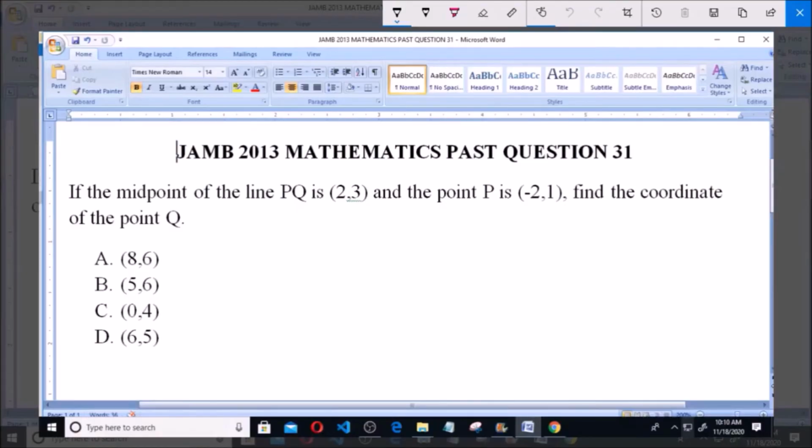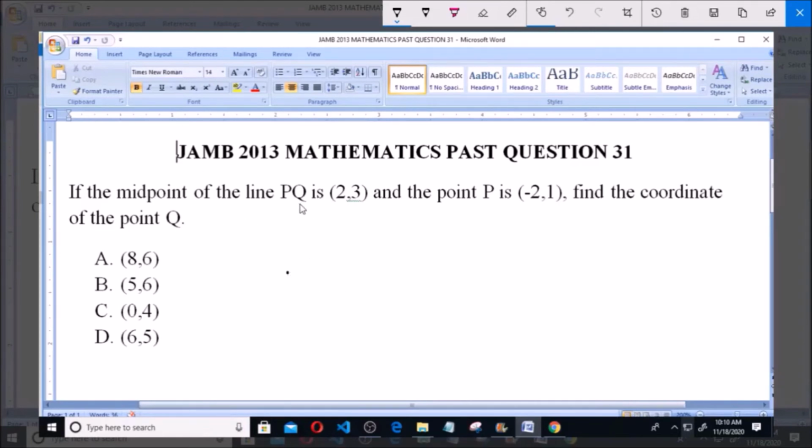I will be answering JAMB 2013 Mathematics Past Question 31. If the midpoint of the line PQ is (2, 3) and the point P is (-2, 1), find the coordinates of the point Q.